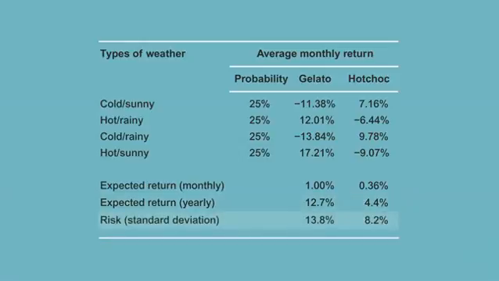Risk is measured by looking at the standard deviation or dispersion of returns. The more highly dispersed or spread out or volatile the returns are, then the higher the risk involved in holding the share. These risk measures are also shown in the table: 13.8% for Gelato and 8.2% for Hot Choc.